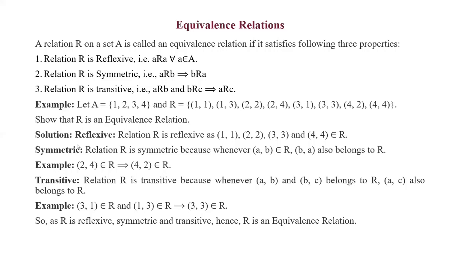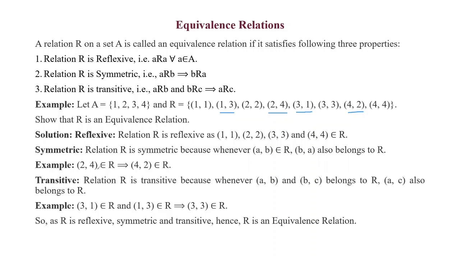Second, symmetric. Relation R is symmetric when (A, B) belongs to R, then (B, A) also belongs to R. So check in the relation. There is (1,3), and (3,1) is here, yes, that is (A, B), (B, A). Again (4,2), and (2,4) also belongs to R. So we can say that this relation R is a symmetric relation.